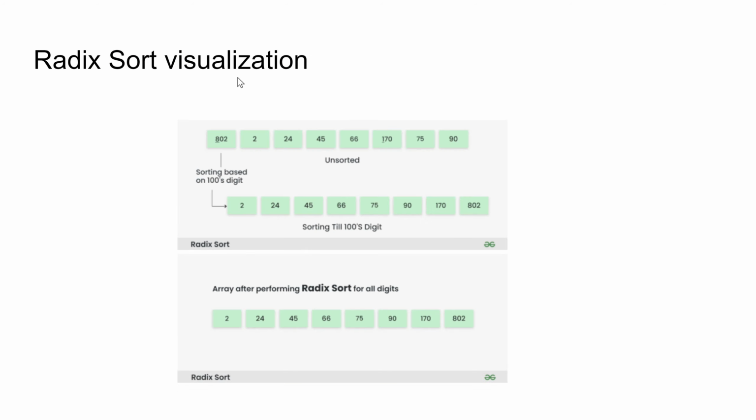Radix sort visualization. 802, 2, 24, 45, 66, 170, 75, 90. Sorted: 2, 24, 45, 66, 75, 90, 170, 802. Array after performing Radix sort for all digits: 2, 24, 45, 66, 75, 90, 170, 802.